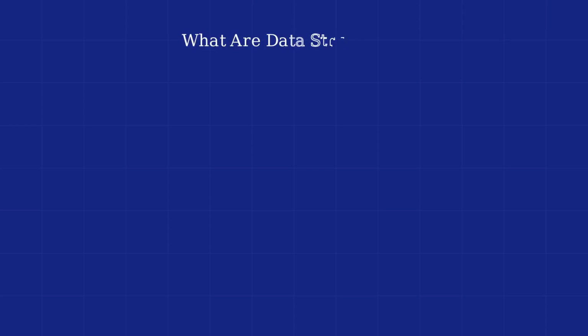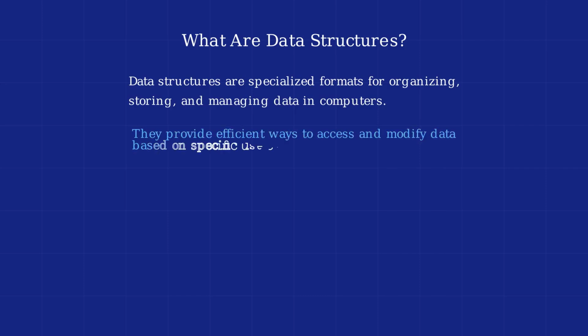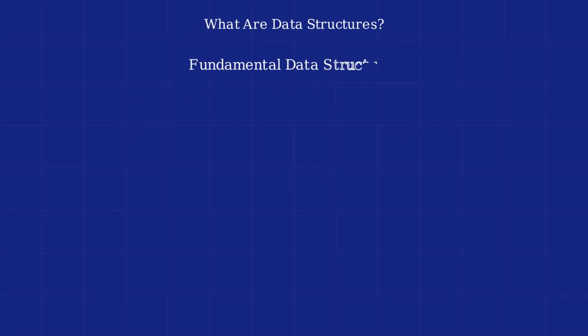What are data structures? Data structures are specialized formats for organizing, storing, and managing data in computers. They provide efficient ways to access and modify data based on specific use cases. The most fundamental data structures include arrays, linked lists, stacks, and queues.